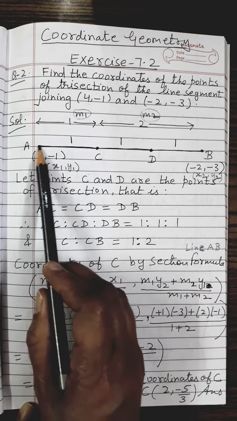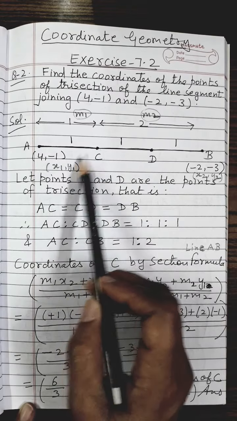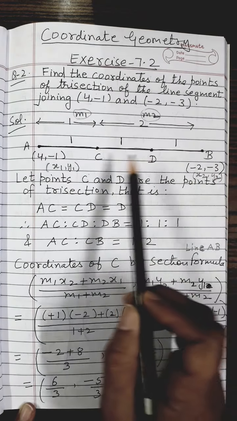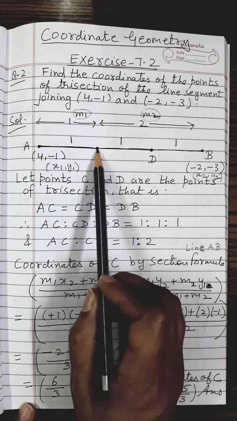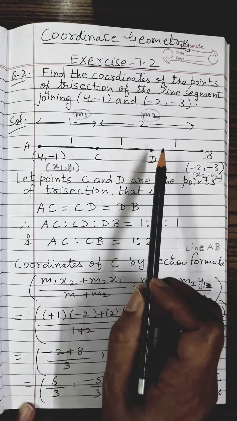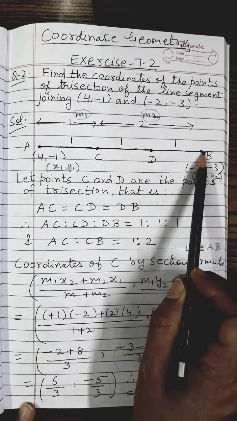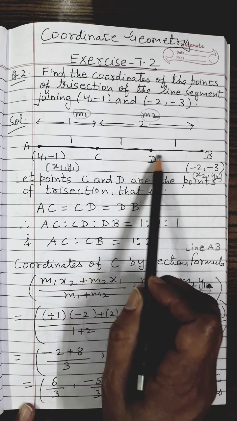For that, consider a line AB. The coordinates of point A are given as (4, -1). Coordinates of point B are given as (-2, -3). I have to take two more points C and D such that AC equals CD equals DB. It means the points C and D are dividing the line AB into three equal parts. AC equals CD equals DB.